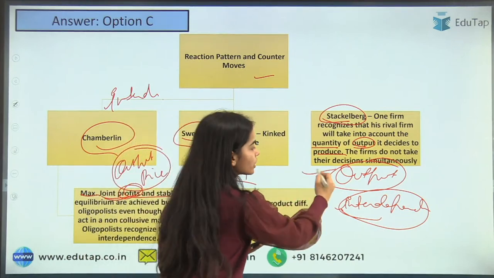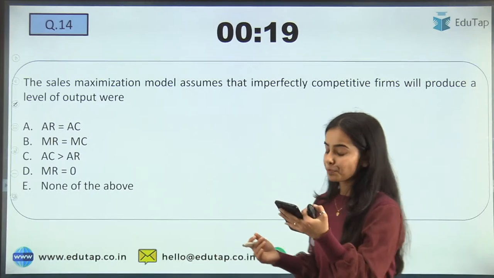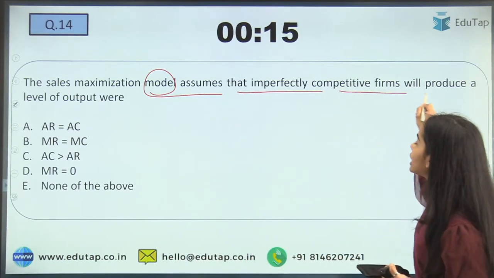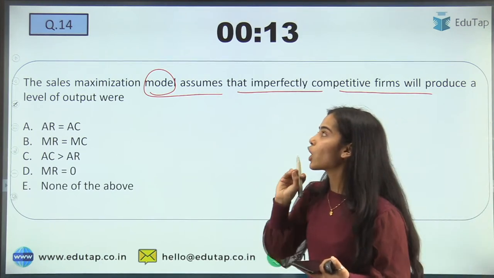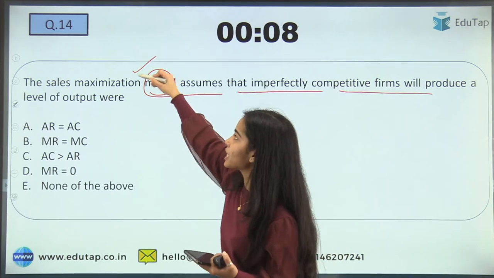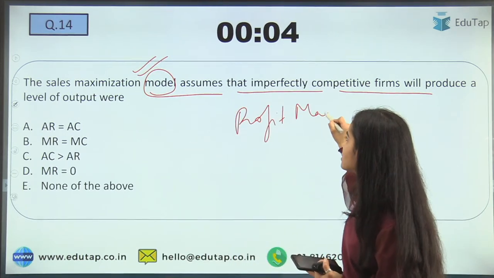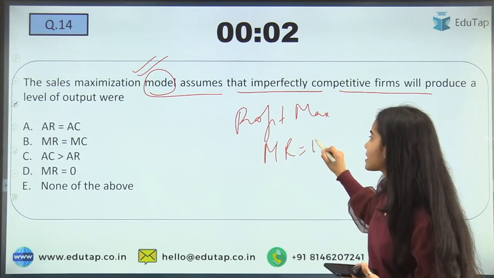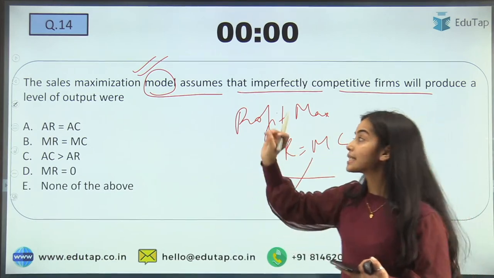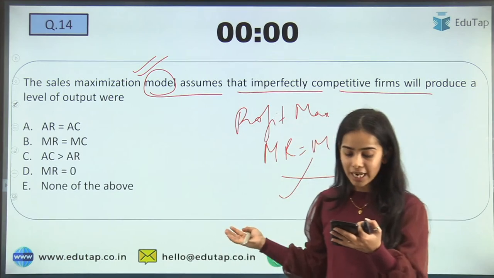Stackelberg said output is being determined and interdependence is there. So next is the sales maximization model, which assumes that imperfectly competitive firms will produce a level of output where... So where can the sales maximization happen? You know that profit maximization happens at MR equal to MC, where the MC is cutting the MR from below. But where the sales maximization can happen, that you have to tell. Okay. So try to give the right answer of this one.